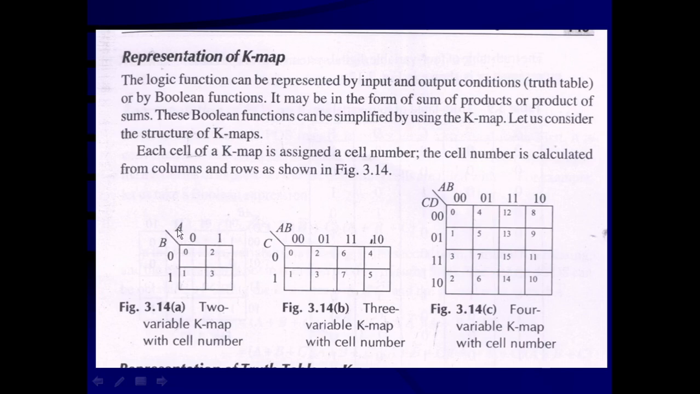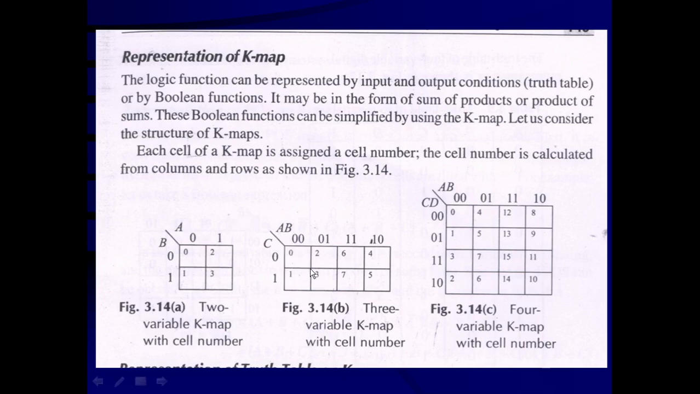If I am writing A and B, A is equal to 0, B is equal to 0, the binary 0 0 corresponds to decimal 0. A is equal to 0, B is equal to 1, that means 0 1, the decimal is 1. A is equal to 1, B is equal to 0, that means 1 0, the decimal is 2, and A is equal to 1, B is equal to 1, that means 1 1, the decimal equivalent is 3. That way the cell numbers 0, 1, 2 and 3 are assigned. Similar thing for 3 variables.